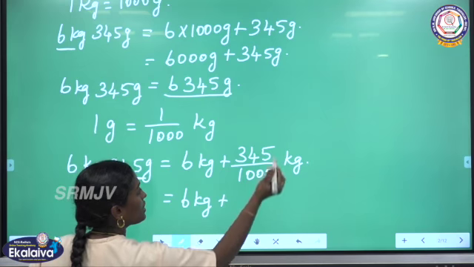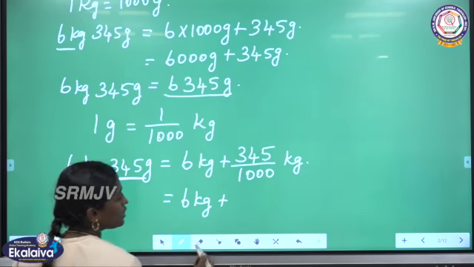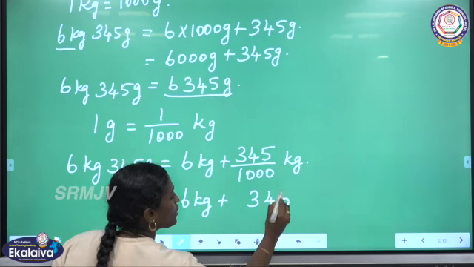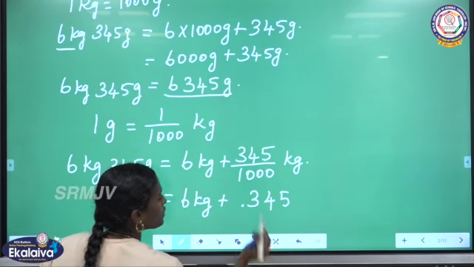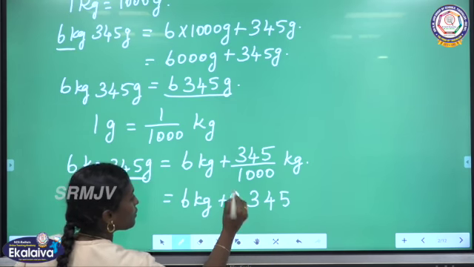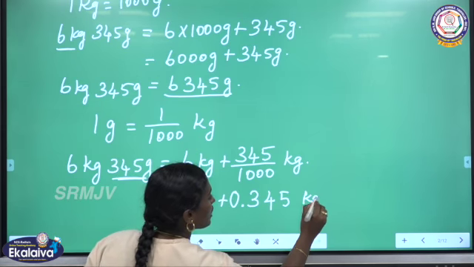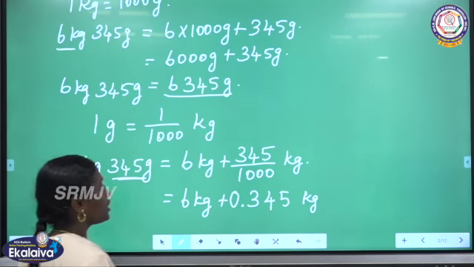Now we have to write in decimal. Here 3 zeros are there. So we need 3 decimal places. So from the last, before 3 digits we have to keep the decimal point. Then that is 0.345 kilogram. Now we have to add these two.